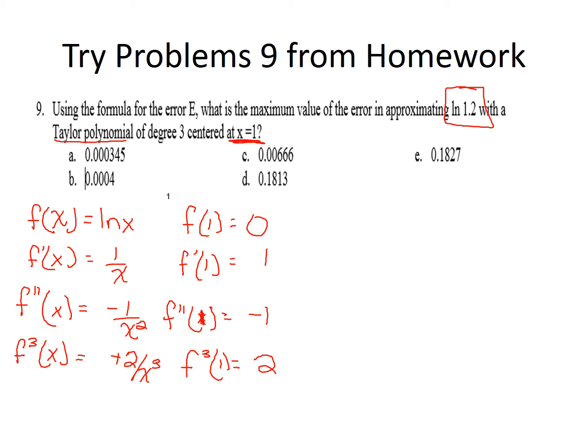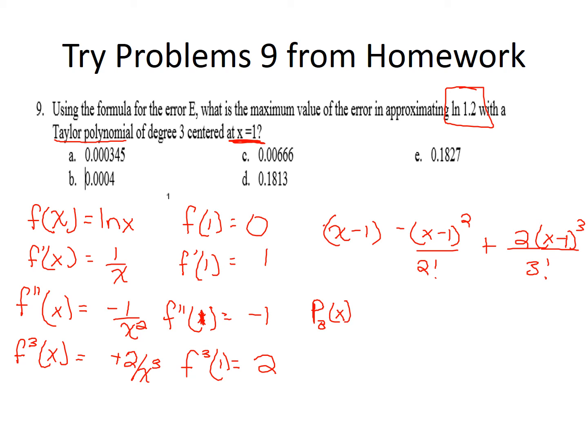So notice when I write this, I have an alternating series. It's centered around x equals 1, so my first term would be x minus 1, minus x minus 1 squared over 2 factorial, plus 2 times x minus 1 cubed over 3 factorial. If I were approximating the natural log of 1.2 using this third degree polynomial, x is 1.2, so it would be 1.2 minus 1, minus 1.2 minus 1 squared over 2 factorial, plus 2 over 3 factorial. I'm just going to write 0.2 because I'm running out of space, cubed.